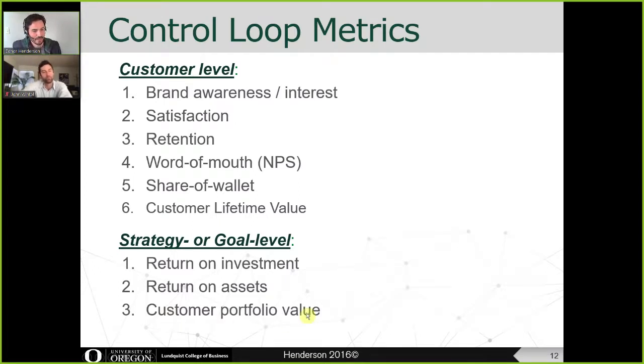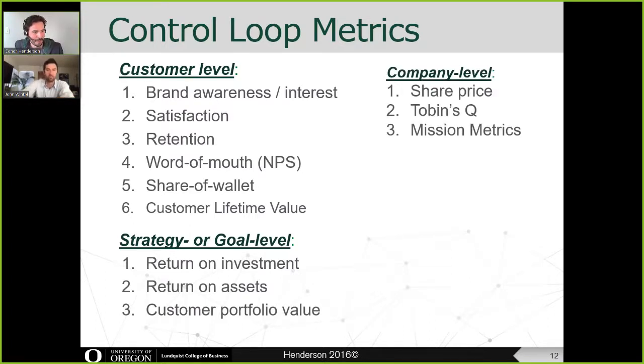Customer portfolio value would just be taking the customer lifetime value and adding it up across all your customers. Or you could do a cohort. You might bring in 1,000 customers every quarter, and you can track them over time for different cohorts. You might find that after we made this change in our service experience, our cohort portfolio value has gotten better because we got more successful upselling, cross-selling, and retention.